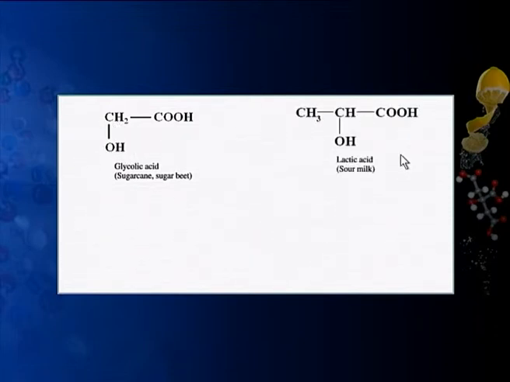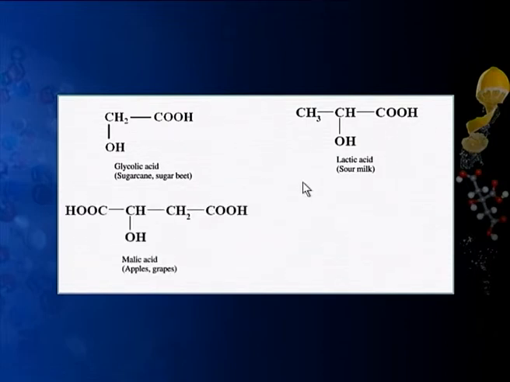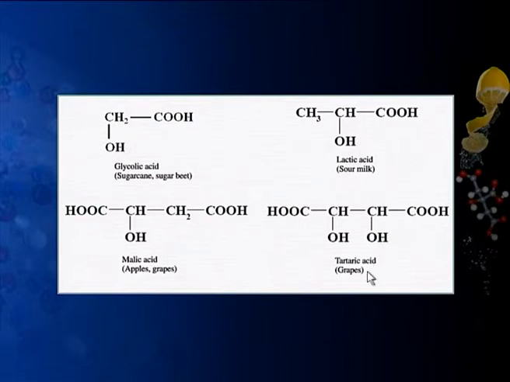This is commonly known as lactic acid having hydroxyl group at carbon number 2. So, it is 2-hydroxy propanoic acid. It is present in sour milk. This is malic acid which is found in apples or grapes, tartaric acid present mainly in grapes, and there are some other hydroxy acids also. These are a few examples to discuss.